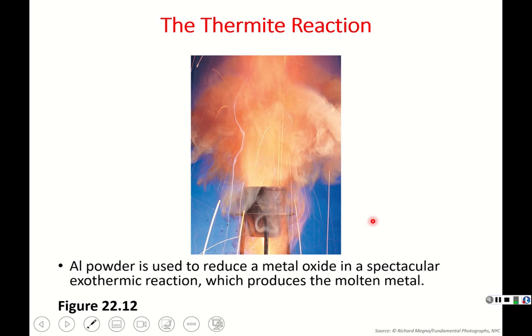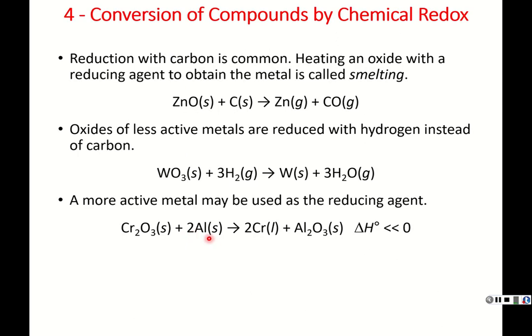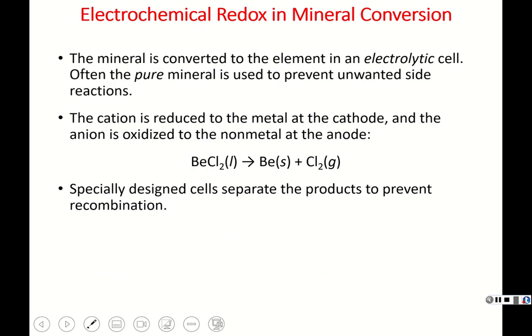Right, the thermite reaction is an example of this. You might have heard of thermite. It's an aluminum powder. It's used to reduce metal oxide, it has a very exothermic reaction, and then it produces a molten metal. So in this case, this would be the example of the thermite reaction, right? And the metal we're producing, chromium, is actually not even a solid. It's a liquid, because this is such an exothermic reaction.